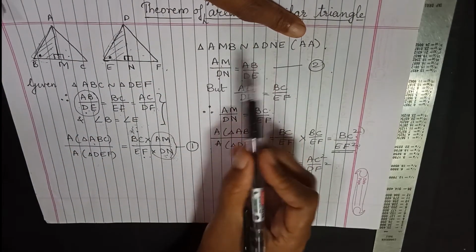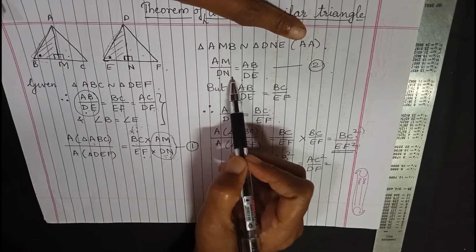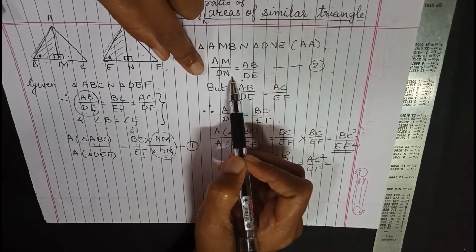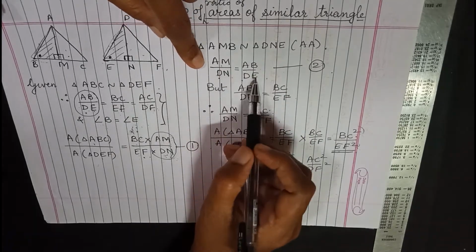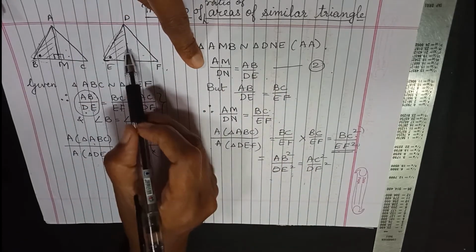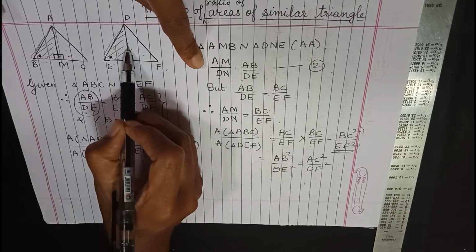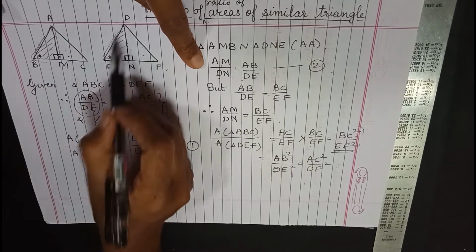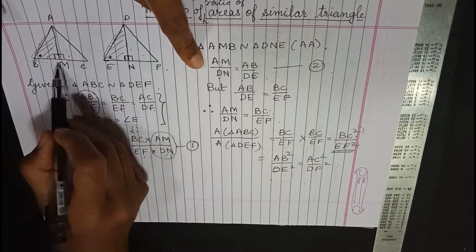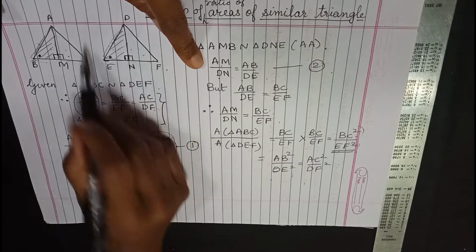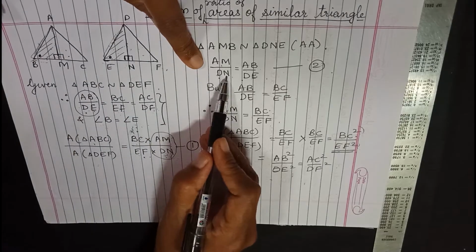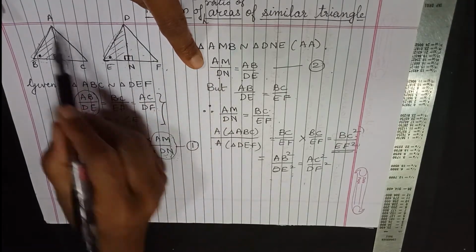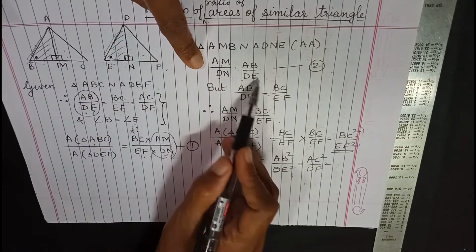And if they are similar, then definitely their corresponding sides are going to be in the same ratio. I have not taken all the three ratios as we don't require it. We require only two ratios. One which corresponds to the height of the triangle and one which corresponds to the side of the bigger triangle. BM and EN are not a part of the bigger triangle, so I'm not interested in writing this ratio. So from here we get that AM upon DN is equal to AB upon DE.